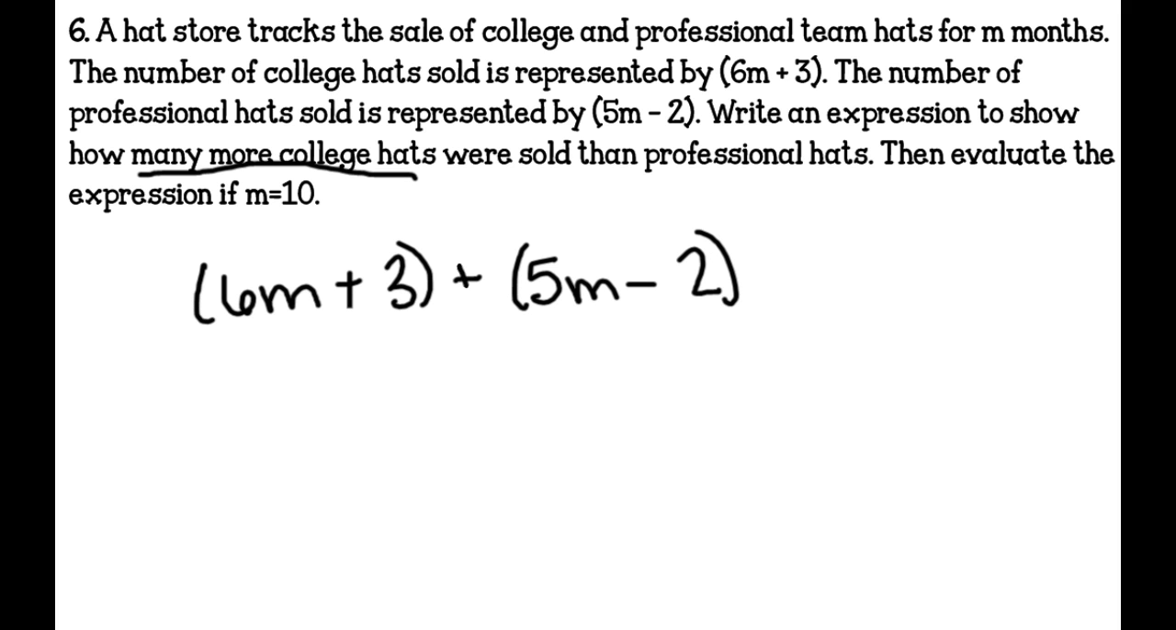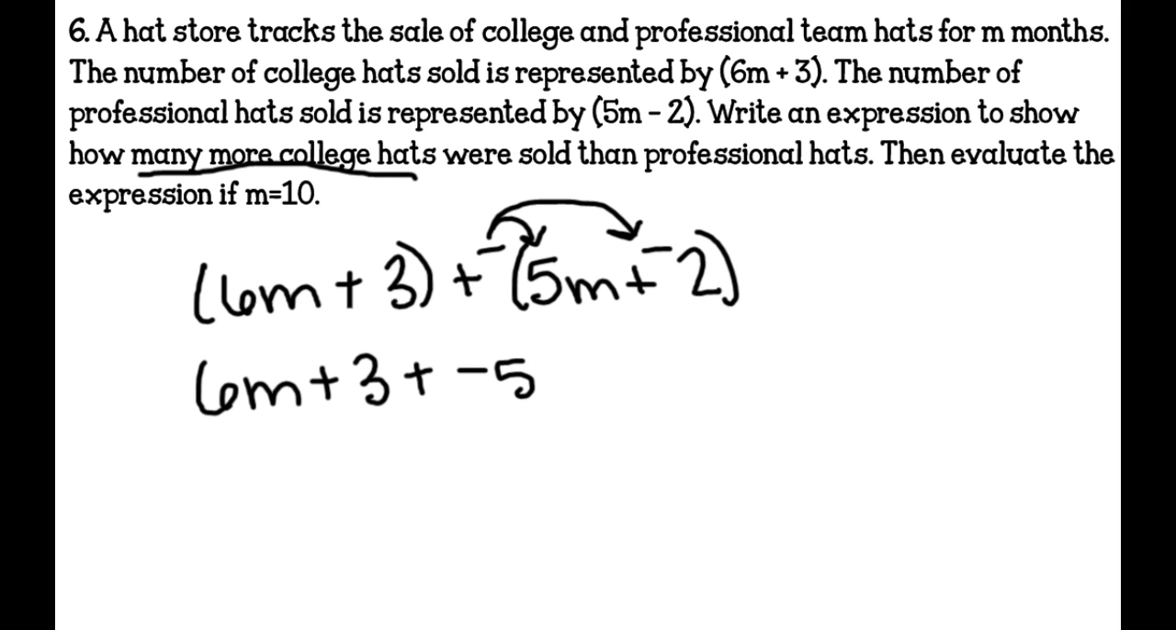Okay, then you go through and add the opposite. And you have 6m plus 3. I'm not going to rewrite it this time. I'm just going to distribute that negative. So I'm going to have negative 5m plus a negative times a negative equals a positive 2. And then I have my like terms, which are 6m and negative 5m, which is 1m or m. And then my other like terms, which is 3 and 2, and that's plus 5.